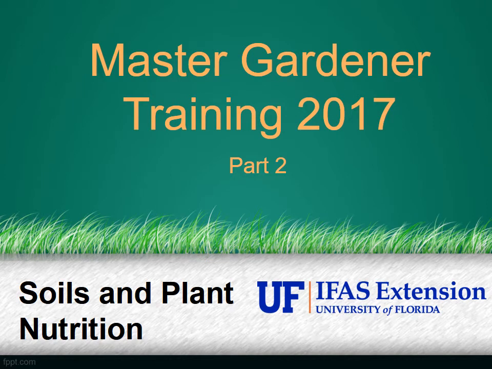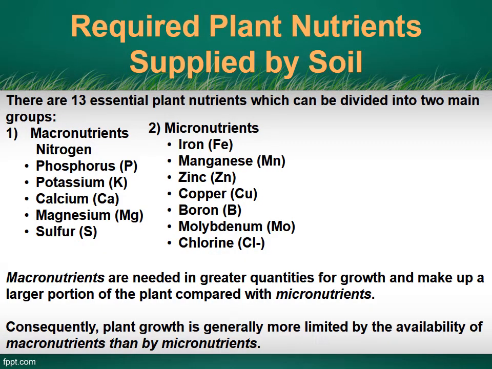Welcome back to part two of Soils and Plant Nutrition. In this section, we're going to talk a little bit about plant nutrients and fertilizers. Plants require certain nutrients for growth and reproduction. The exact number they need depends on what list you look at. This list has 13 different essential plant nutrients.